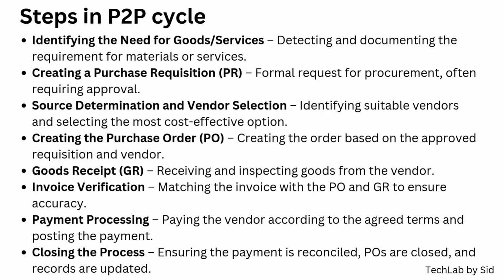After placing the order, the next step is goods receipt or GR. This occurs when the goods are delivered by the vendor. The receiving department inspects and acknowledges the delivery, ensuring that the correct quantity and quality of materials have been received. The GR is recorded in SAP to update inventory levels.